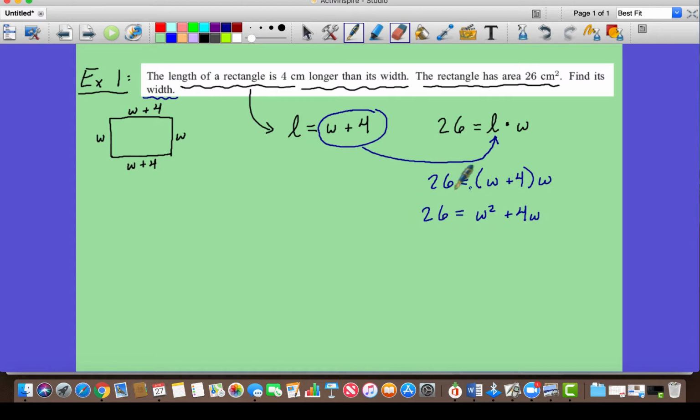And since I'm solving for W here, and it's clear at this point that it's a quadratic, I want to get everything to one side. So I'll do 0 equals W squared plus 4W minus 26. So the first thing I'm going to think about here is, can I factor this quickly? And if we're looking for numbers that multiply to negative 26 and add to positive 4, it just doesn't seem like there are easy factors that come to mind. So I'm going to complete the square instead.